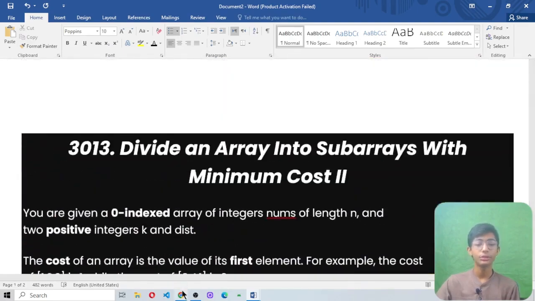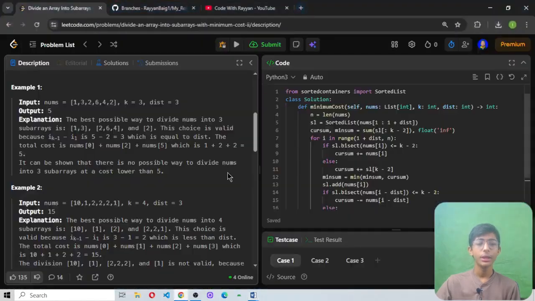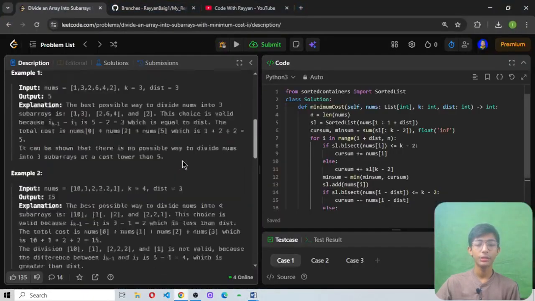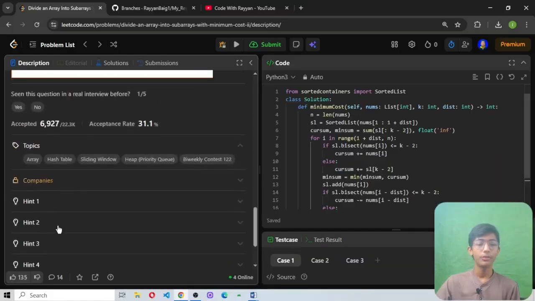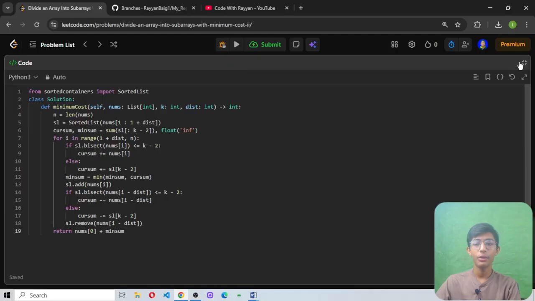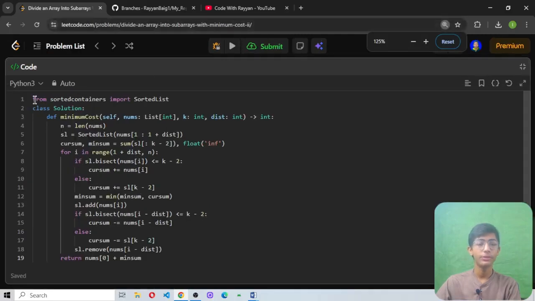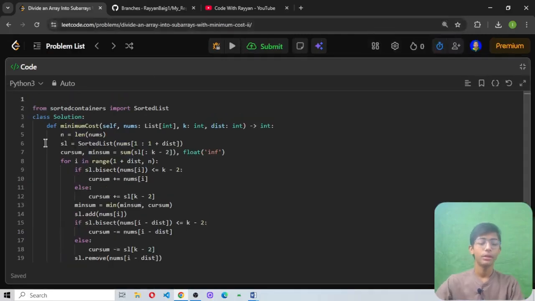So let's start to solve this question on the LeetCode website. This is a hard question, in which 4 hints are included with 5 topics, and I have already told you what these 5 topics are about. Let's start to write the code.